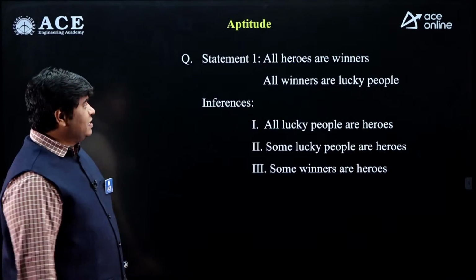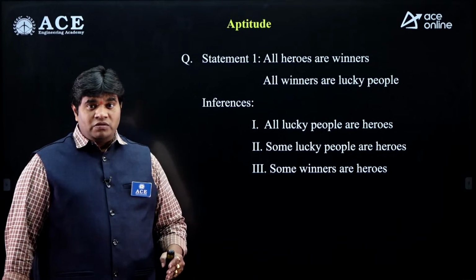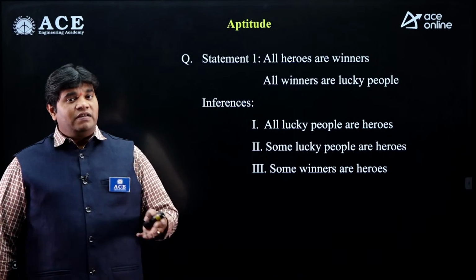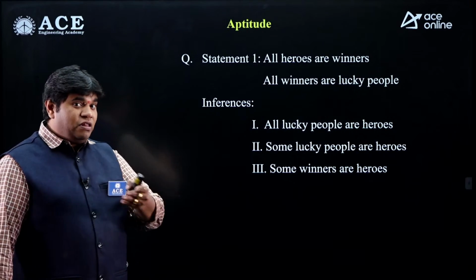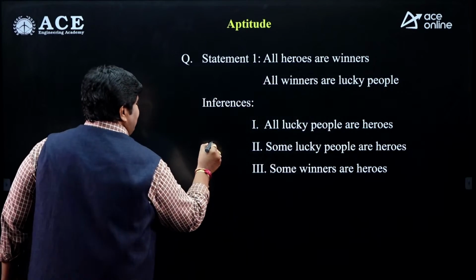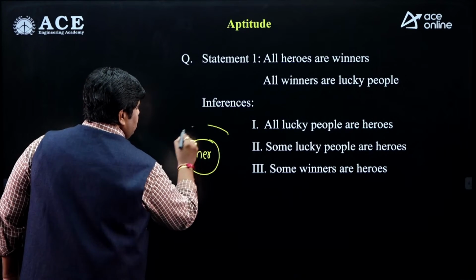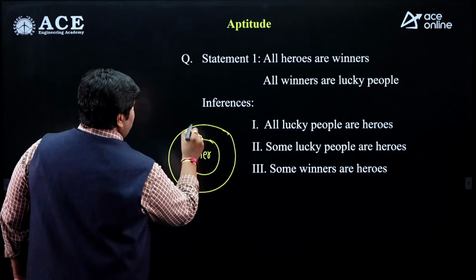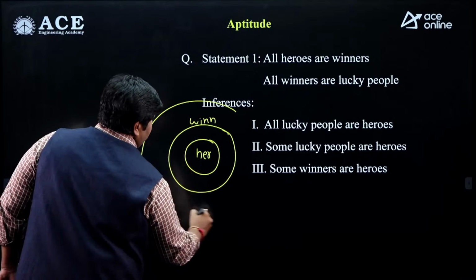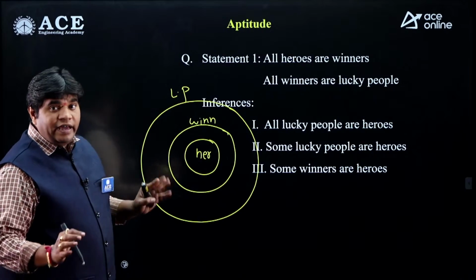One more question. Next, statement and syllogism. Syllogism concept, a number of times we discussed in the classroom, online, offline, any mode also. Very, very important, very easy concept also. Easily you can get the mark from this question. All heroes are winners. All heroes, each and every hero is involved in a winner. All winners are lucky people. All winners, lucky people. Okay, this is the diagram we are getting.